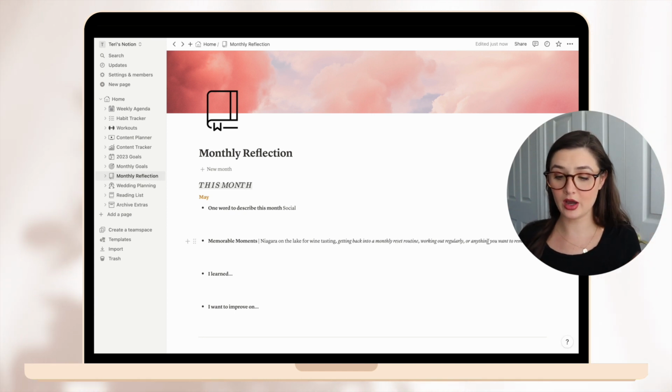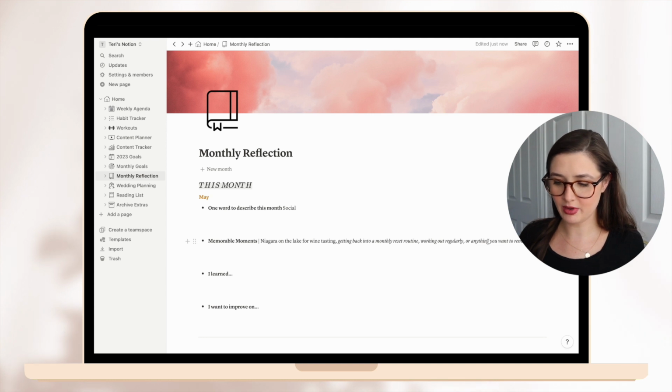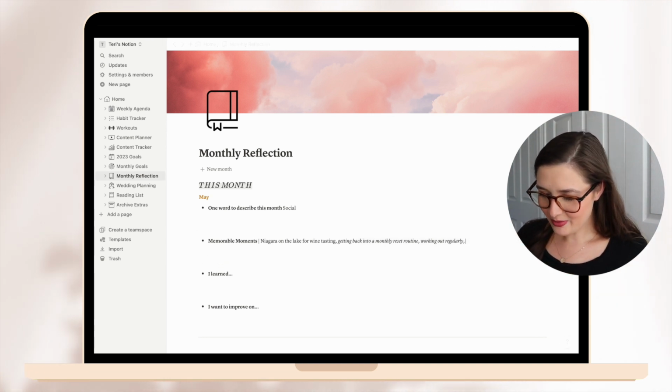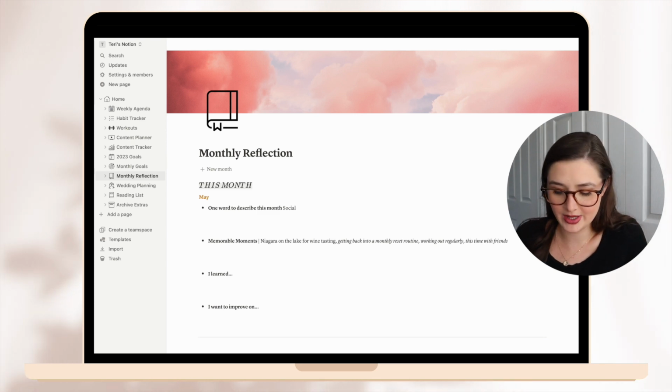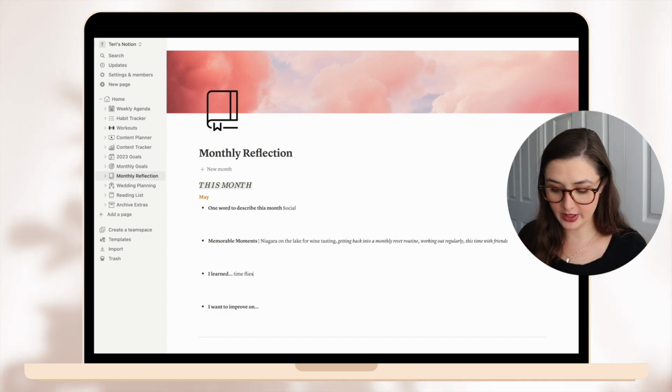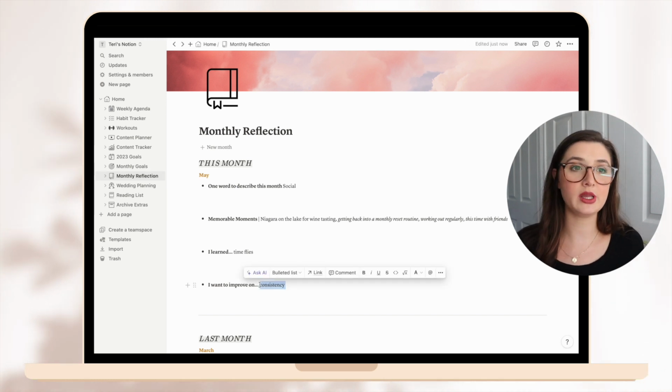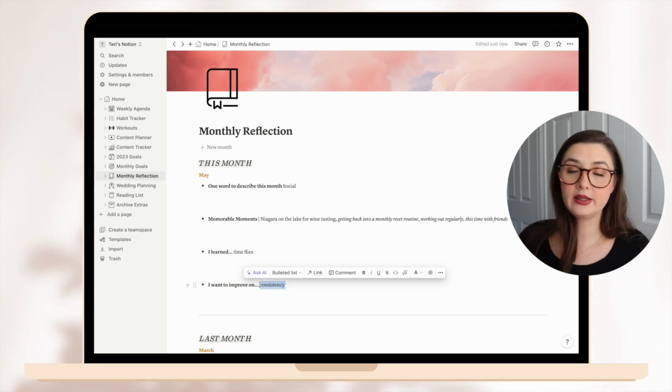Things you're proud of, I would say, just getting back into a monthly reset routine. Working out, oh my gosh, yeah, working out. I'm really proud of myself. I've been really good, I think. And then anything I want to remember, this time with friends. I'm gonna miss all my friends and my family. What did I learn? Time flies. This month has gone by way faster than I thought it would. And then things I want to improve on: consistency in YouTube, in my routine, in life in general.